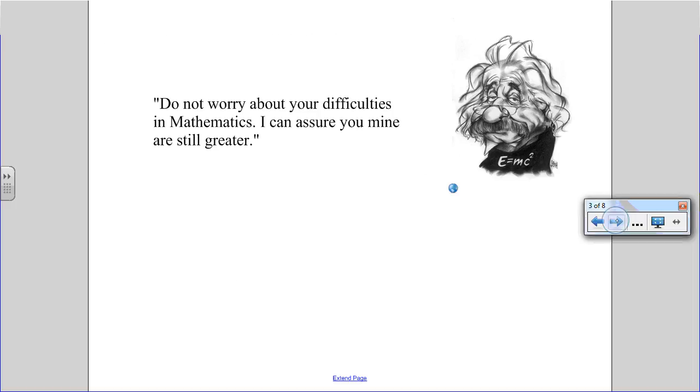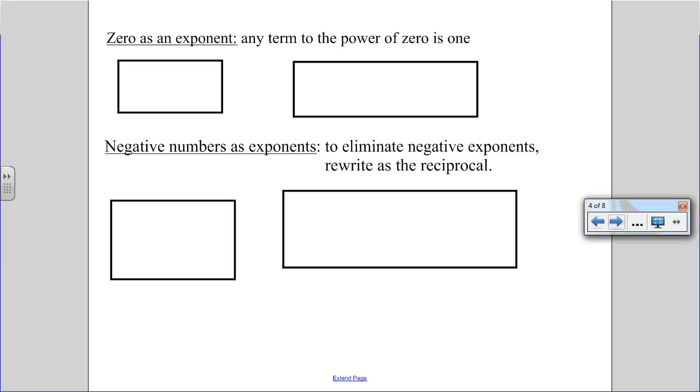So, this is one of my favorite Einstein things, but we're going to jump over that right now. All right, 0 as an exponent. If you have a to the 0 power, it's going to equal 1. And I don't care what a is. If it's raised to the 0 power, it's going to be 1.